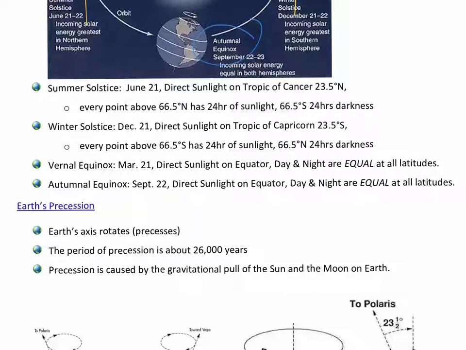When you look a little further down at the vernal equinox and the autumnal equinox, this is when that transition period starts. So for us, since September 22nd, our days have continually gotten shorter and shorter. We've had less and less sunlight.